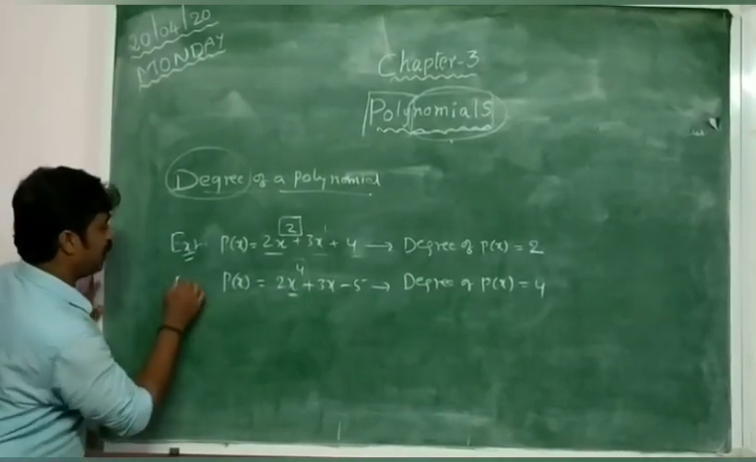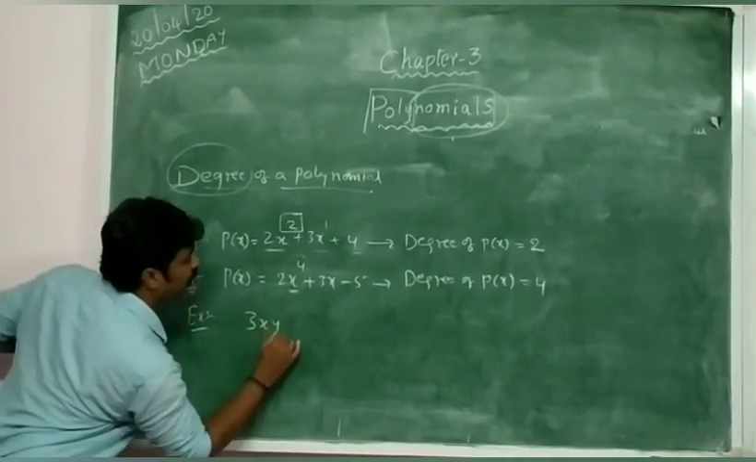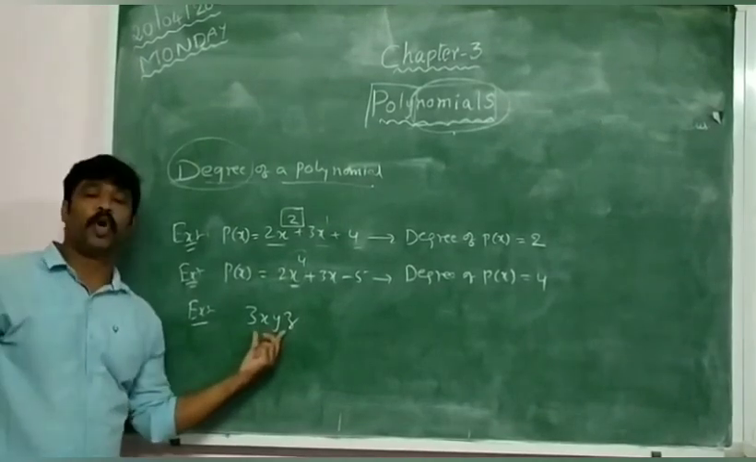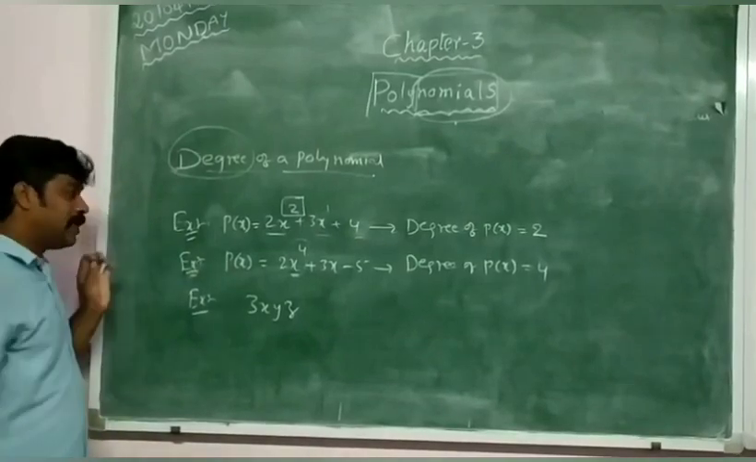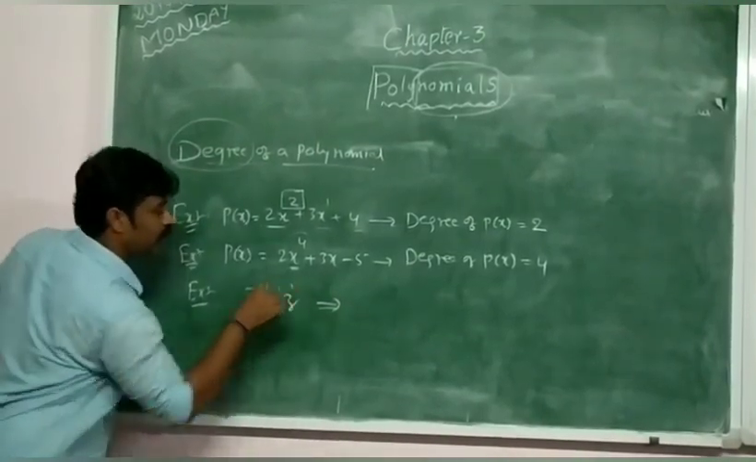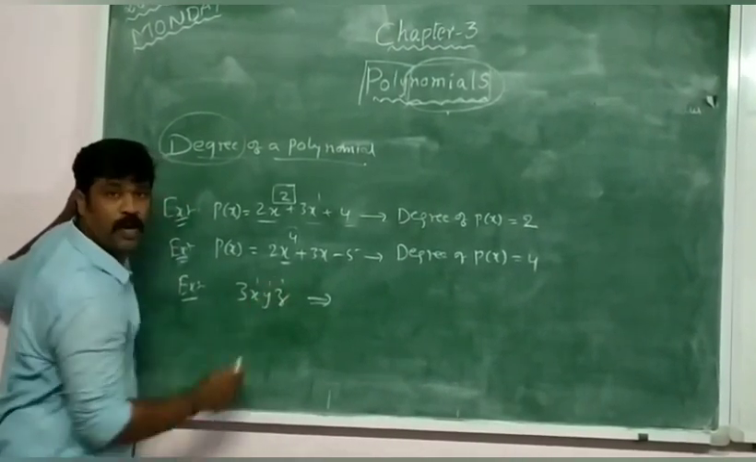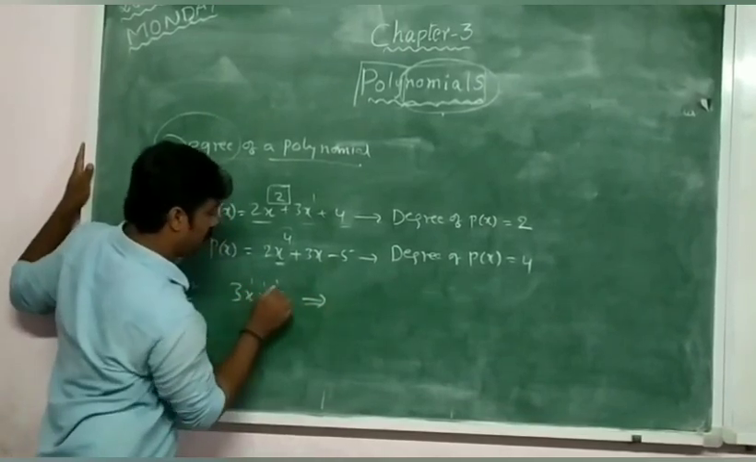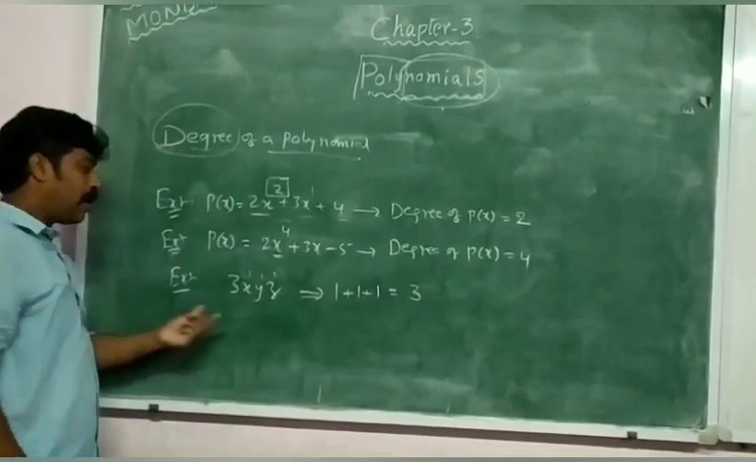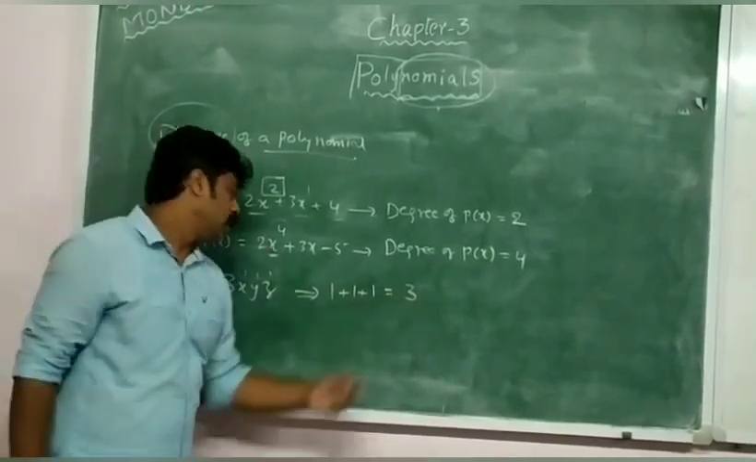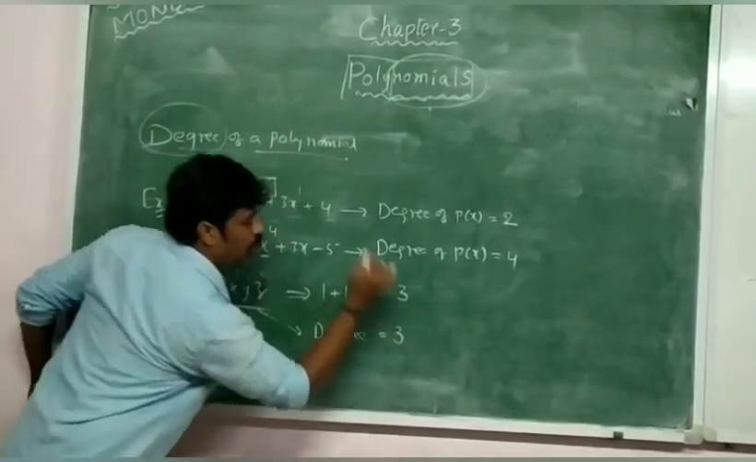So for example, if I take another example, 3xyz, it is a monomial. So for a monomial, how do we find the degree? If it is a monomial, we just have to add the powers of the variables. We can write it as 3 into x power 1, y power 1, z power 1. So just we have to add the powers. We get 1 plus 1 plus 1, which is equal to 3. So we can write that the degree of the polynomial is 3.